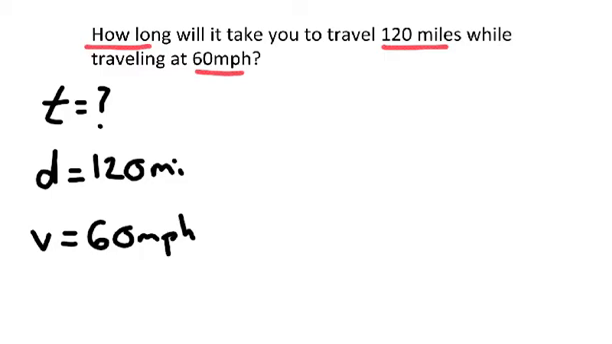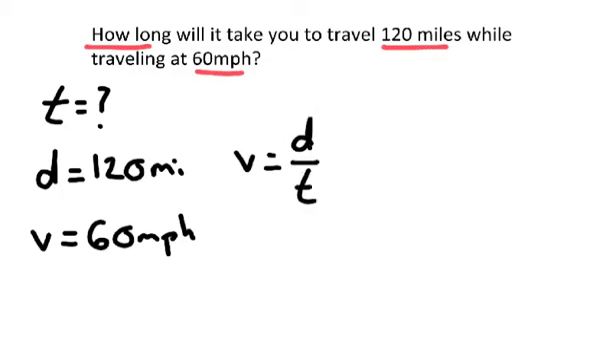The next step is the equation. Which equation relates v, d, and t? Well, it's a constant motion. There's no change in speed, so there is only one. It's v equals d over t.